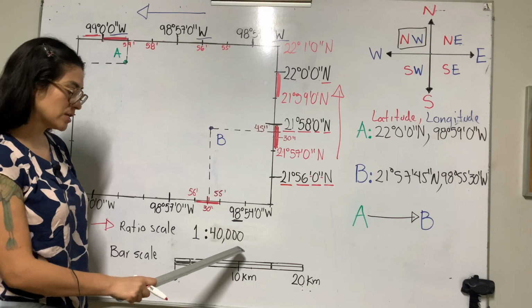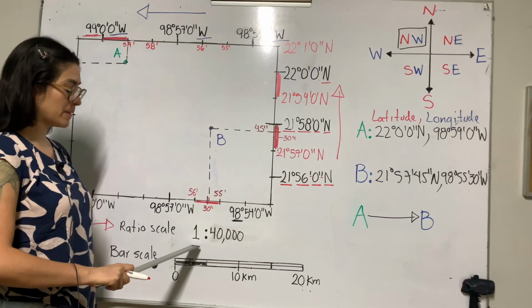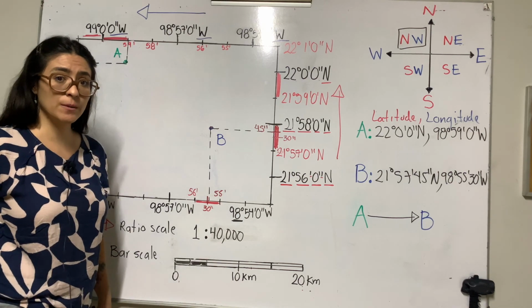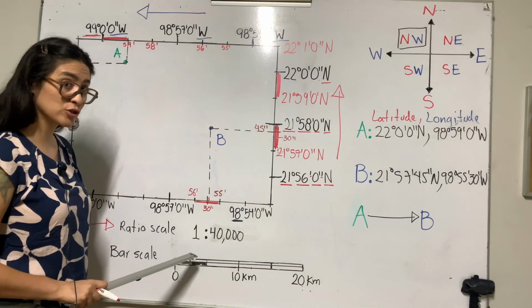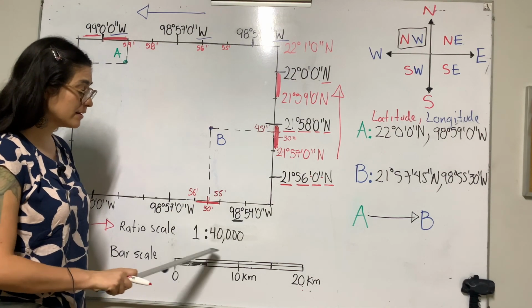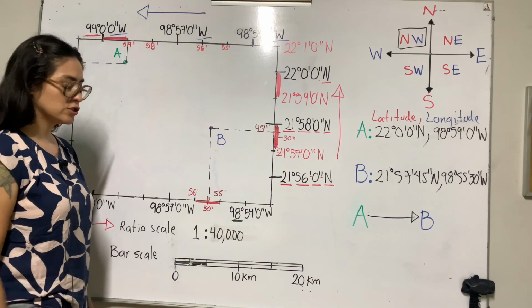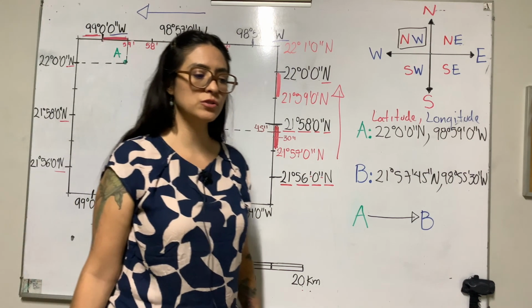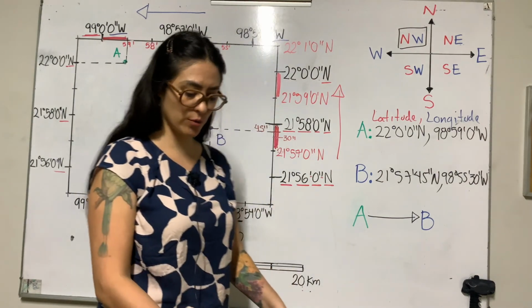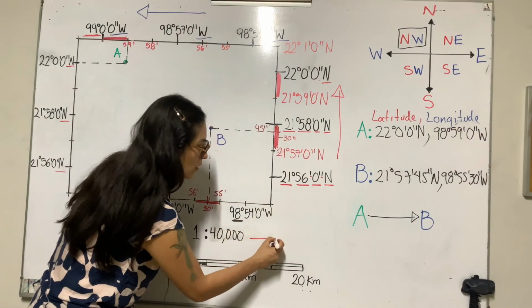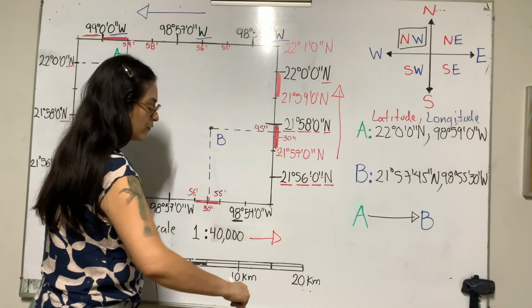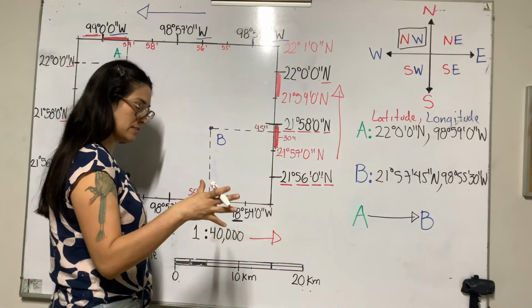Inches and inches, centimeters and centimeters, meters and meters, it doesn't matter. But it has to be proportional. That means same units here and same units here. If we transform this into the unit by unit, also called the verbal scale with units, we can transform this one, the 1 to 40,000, that is the reading of this.